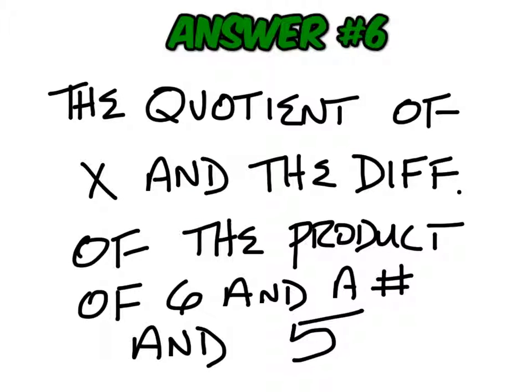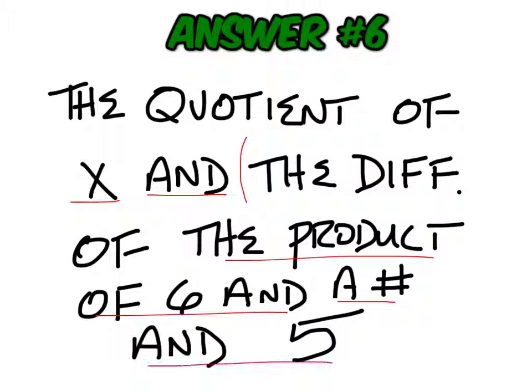Number 6, the quotient of x and the difference of the product of 6 and a number and 5. So you have the quotient of, so automatically there's division, and then x is on the top, the and signifies the division, and then you have the difference of on the bottom, the product of 6 and a number and 5.